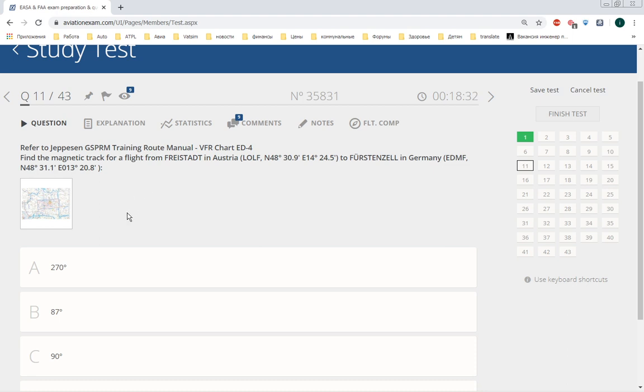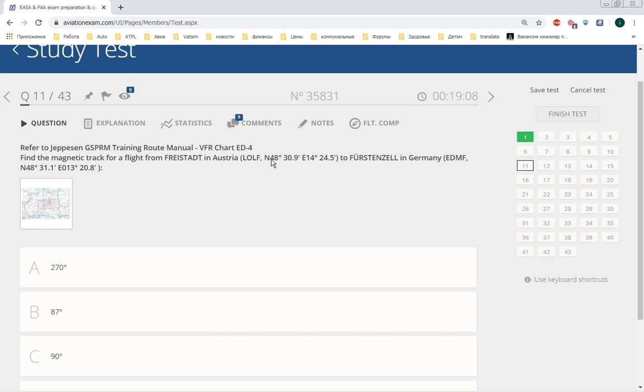I found this question interesting for me because first of all we need to find two aerodromes. We have coordinates. It's somewhere in northern hemisphere in Europe, just a bit to the east from Great Britain. So one aerodrome is in Austria, another in Germany. Okay, let's try to find it.